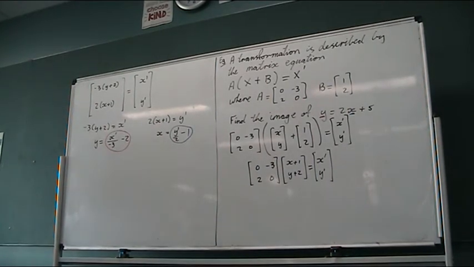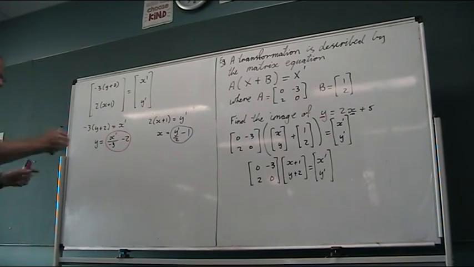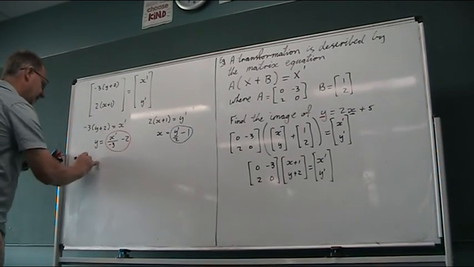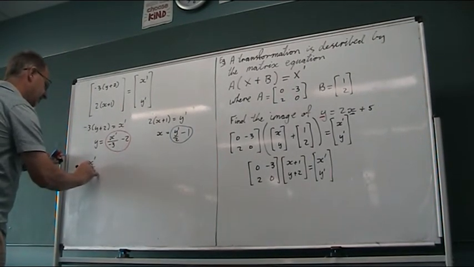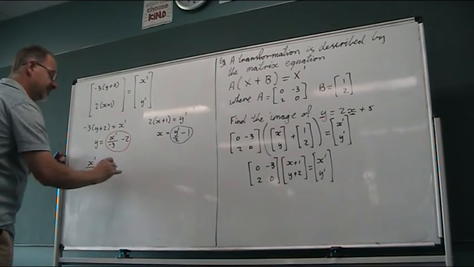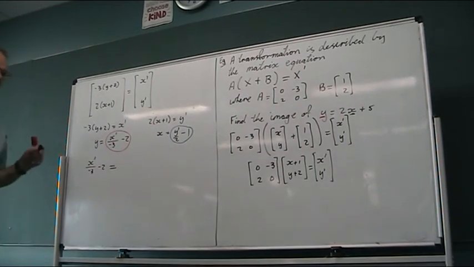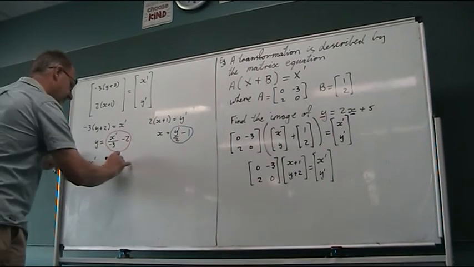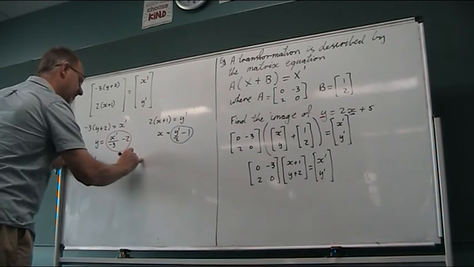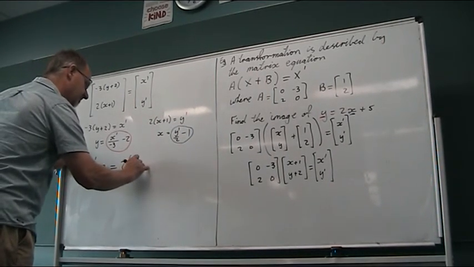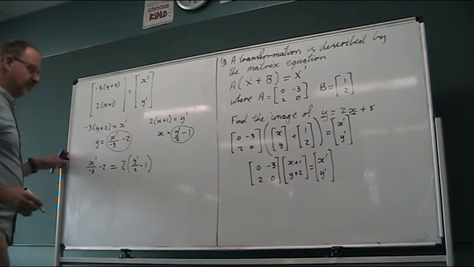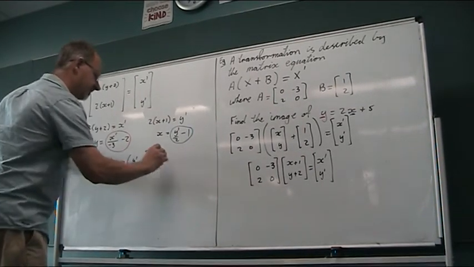So let's have a look. I'm replacing the y by x dashed on negative 3 take 2 equals 2 lots of x, and I'm replacing x by y dashed over 2 minus 1, and then we've got plus 5 on the end.